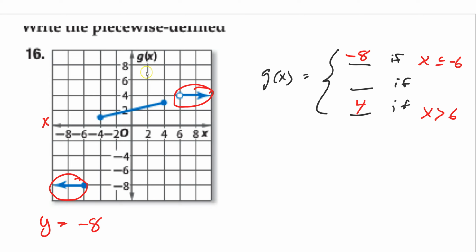So all I have to do now is the middle one. There are 2 ways to do the middle one. You could do y minus y1 equals m times x minus x1: find a slope, find a point, plug it in. Or you could do this.